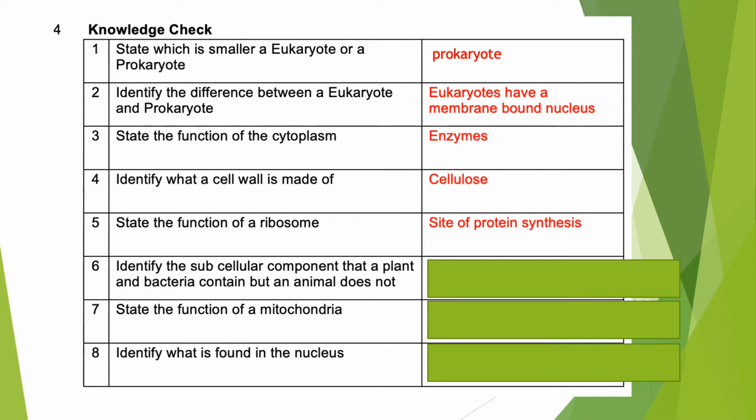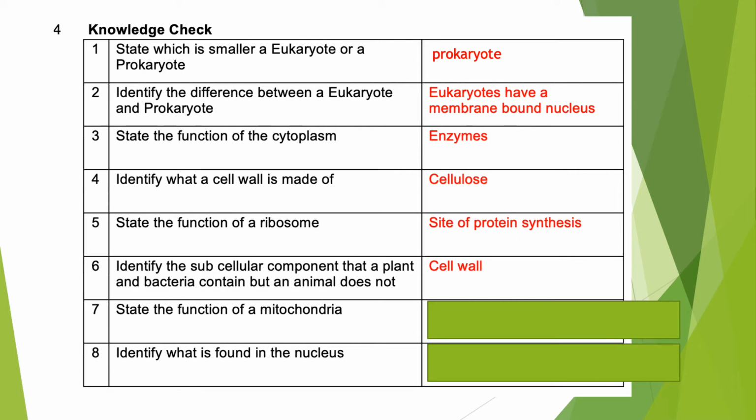Whenever you see subcellular component, think of organelles that a plant and bacteria contain, but an animal does not. So you're going to have to think about this one because we did learn about animal cells, plant cells, and bacterial cells. Okay, the answer to this is cell wall. So again, when you see subcellular, if it was a cellular component, that would mean at a much bigger level. But since it says subcellular, it means smaller than a cell.